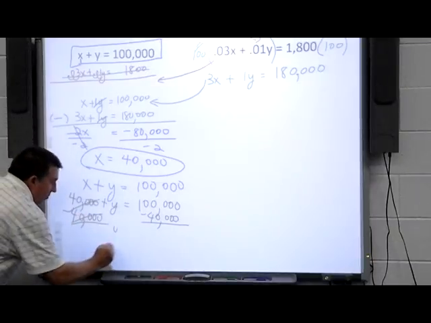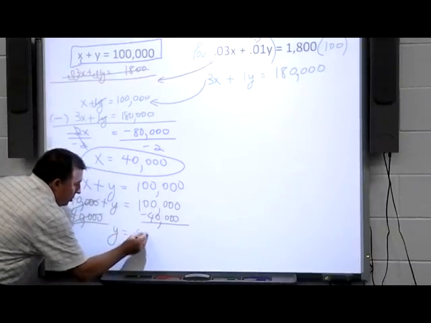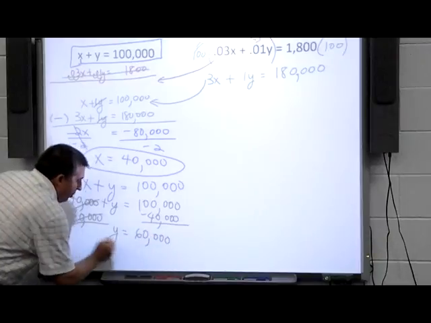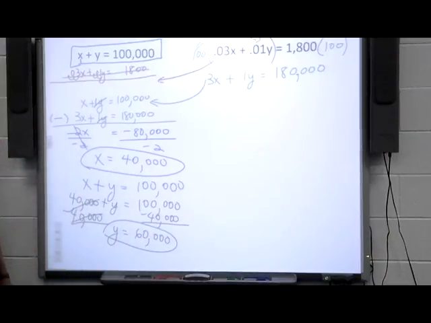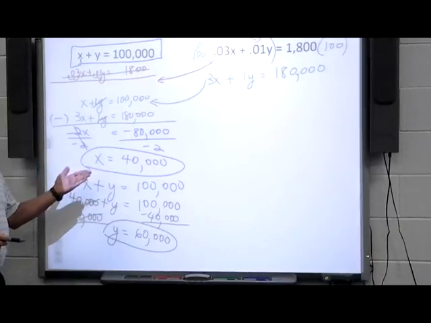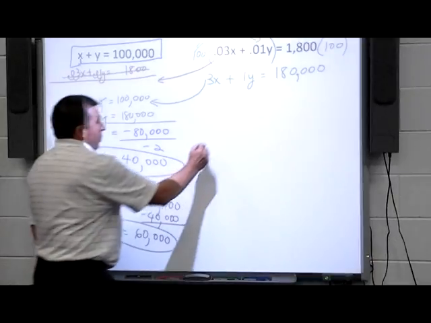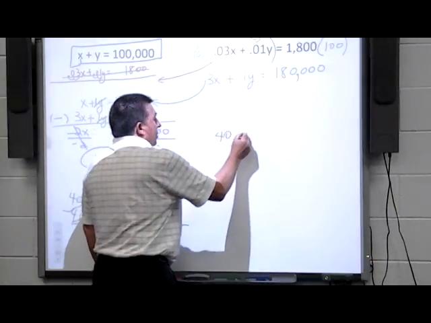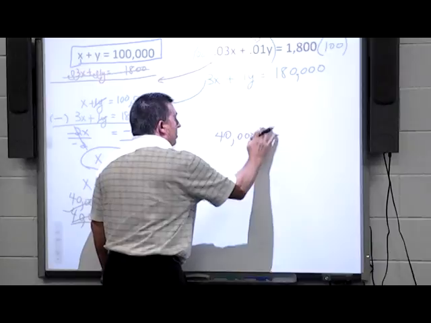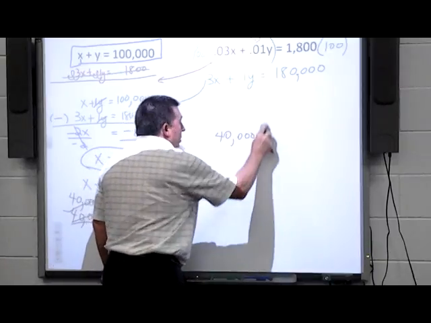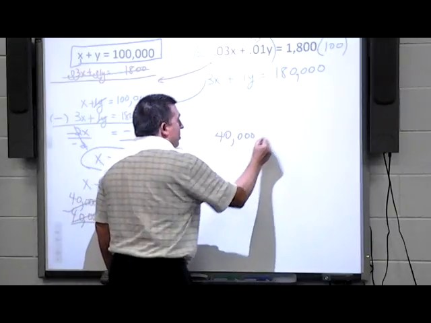These cancel out, and your y is 60,000. So as we said previously, we got the same answer no matter whether we did substitution, which is what Jen did, or elimination, which I did. We get the same answer. The x is 40,000, and the y is 60,000.